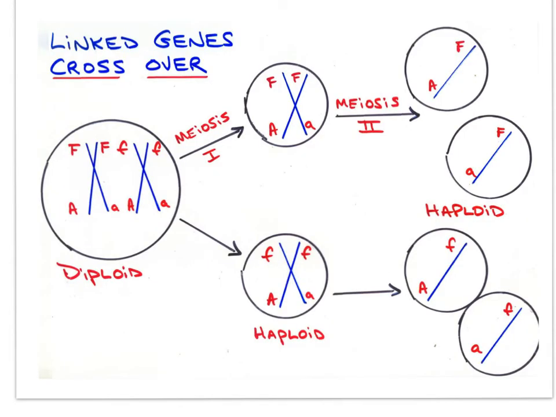Before I move on to independent assortment, I would like to change the view of crossover that I've shown you up to this point. Hopefully this image of a homologous pair is clear and you know that crossover has occurred. How do you know that crossover has occurred? Because sister chromatids are no longer identical. If this view of crossover makes sense to you, let me show you the next slide.